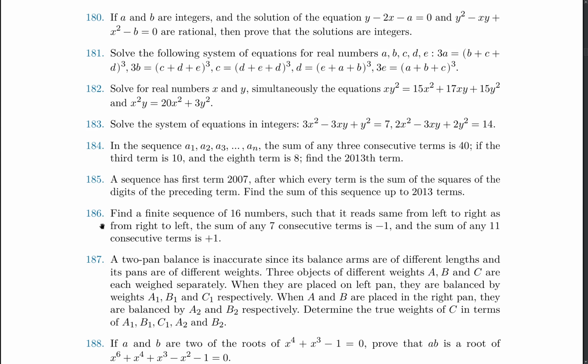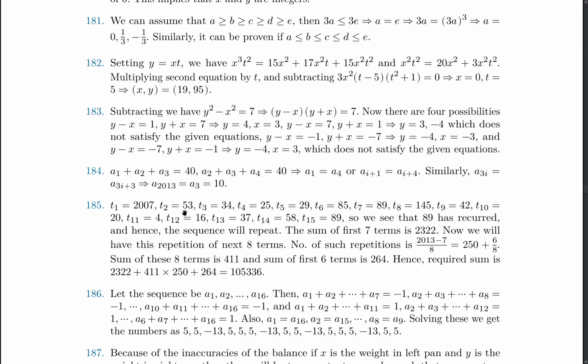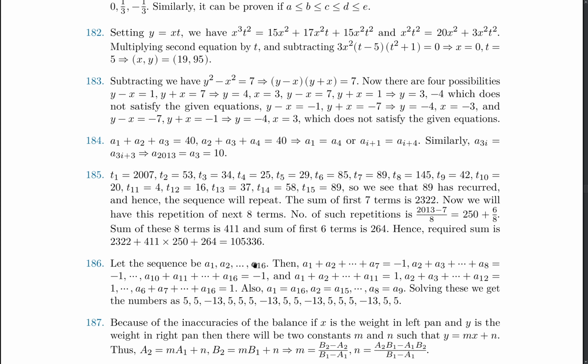Now we move to question 186. Find the finite sequence of 16 numbers such that it reads same from left to right as from right to left. The sum of any 7 consecutive terms is -1 and the sum of any 11 consecutive terms is +1. So we take the sequence to be A1, A2 and up to A16. Since given that sum of any 7 terms is -1, we write A1 plus A2 up to A7 is equal to -1, A2 through A8 to be -1 and so on. And the last would be A10 through A16 as -1.